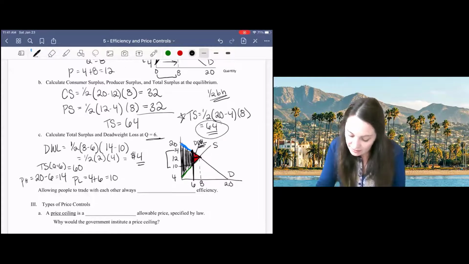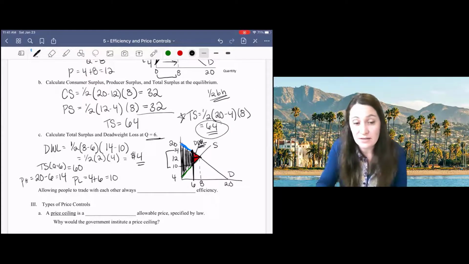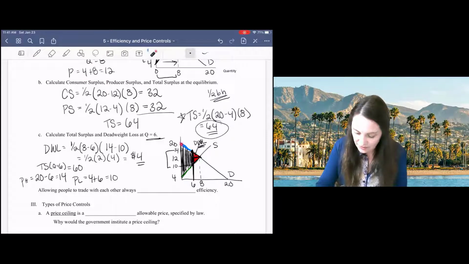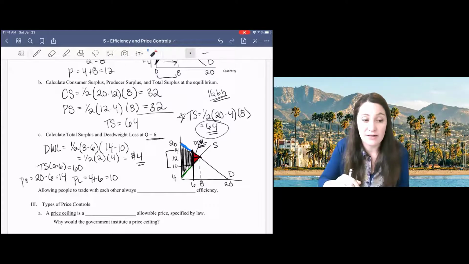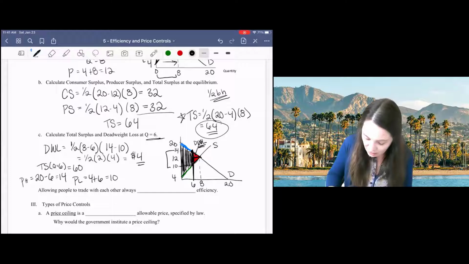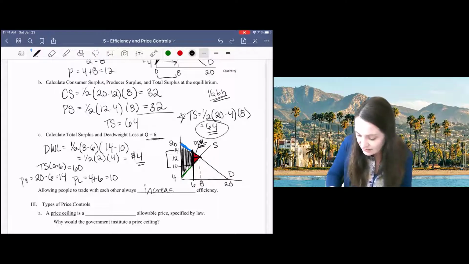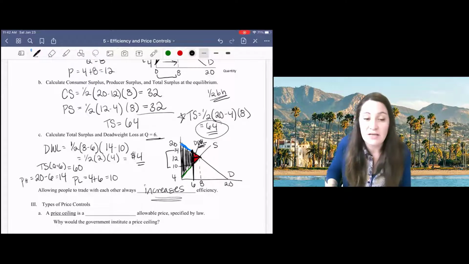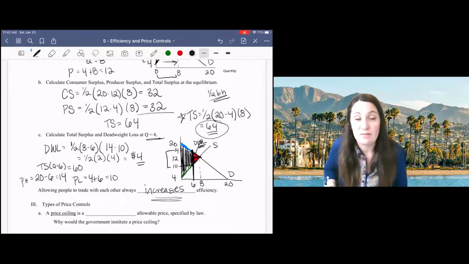All right. We'll practice more with calculating these areas as we go on, but the basic intuition here is that as long as people can benefit more than the cost of production, it's beneficial for society and also for individual consumers and producers to produce that product. So allowing people to trade with each other always increases efficiency because trade by definition is mutually beneficial.